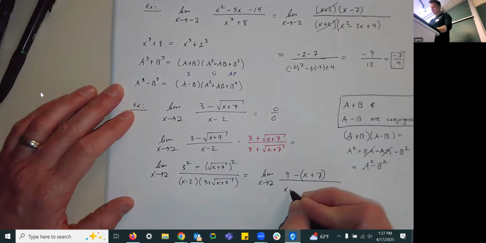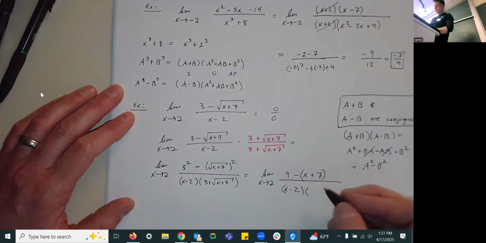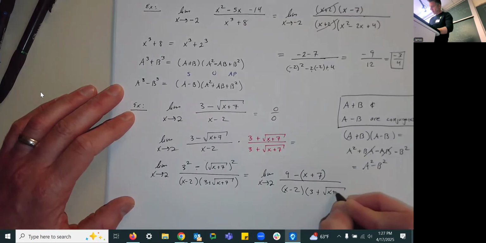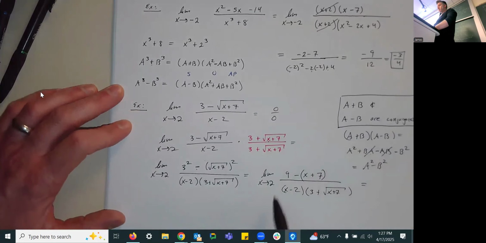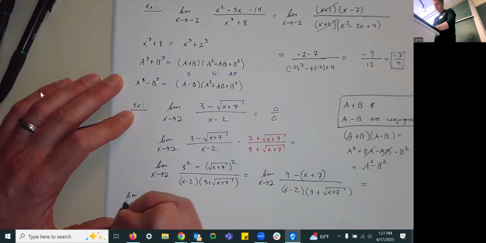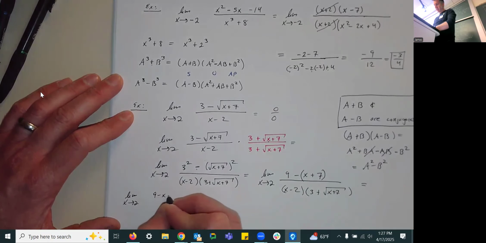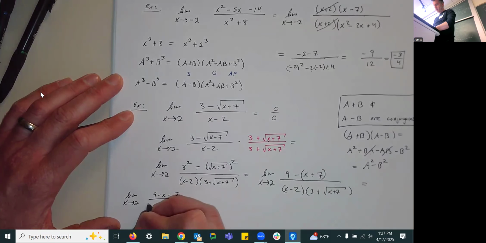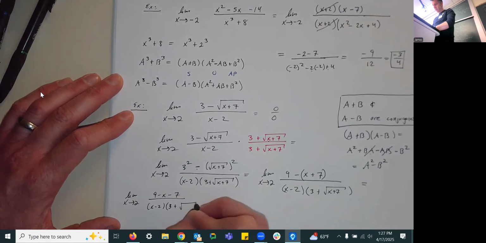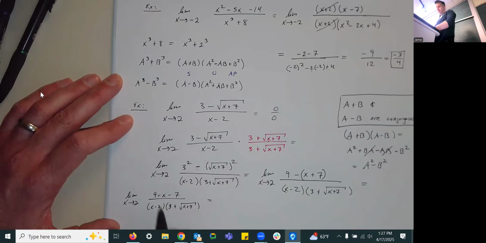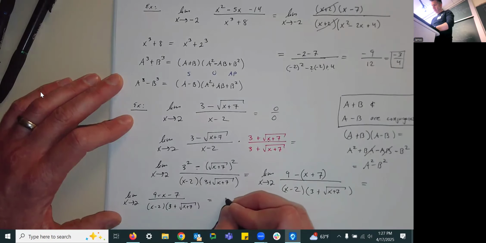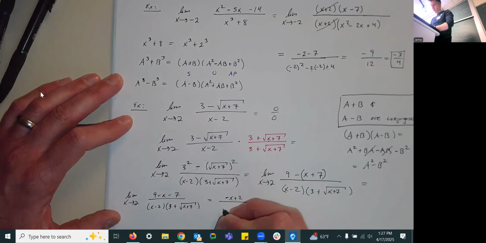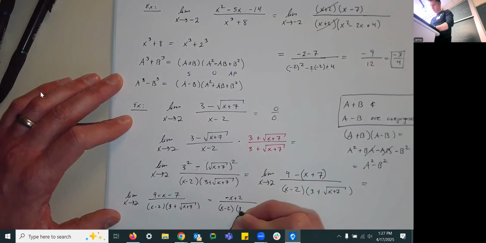On the bottom, we still have x minus 2 times 3 plus the square root of x plus 7. We're going to simplify the top. So we're going to get the limit as x approaches 2 of 9 minus x minus 7 over the same thing, x minus 2 times 3 plus the square root of x plus 7. And if we simplify the top, we have negative x and we have 9 minus 7, which is plus 2. So we have a negative x plus 2 over x minus 2 times 3 plus the square root of x plus 7. Oh, I made a mistake.